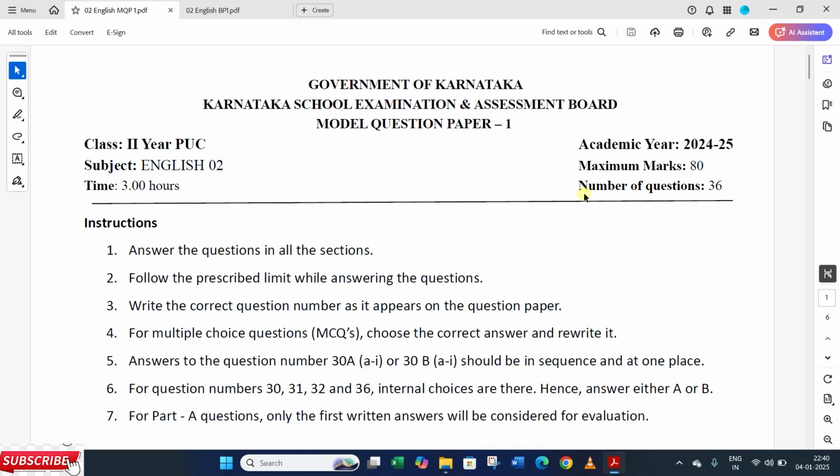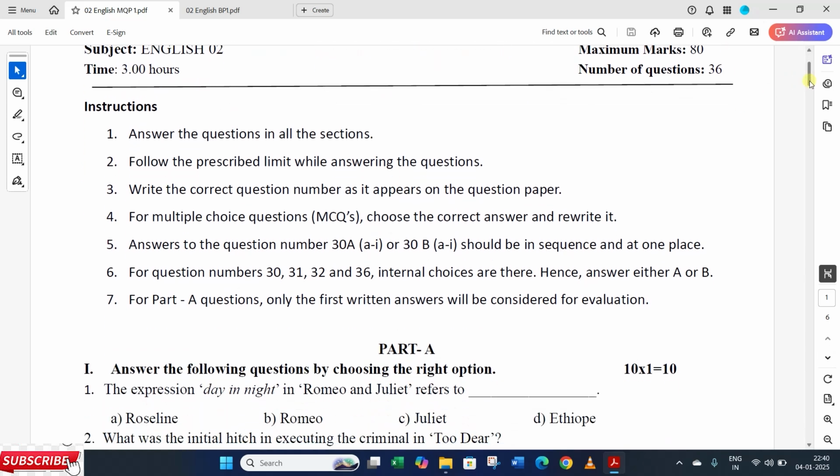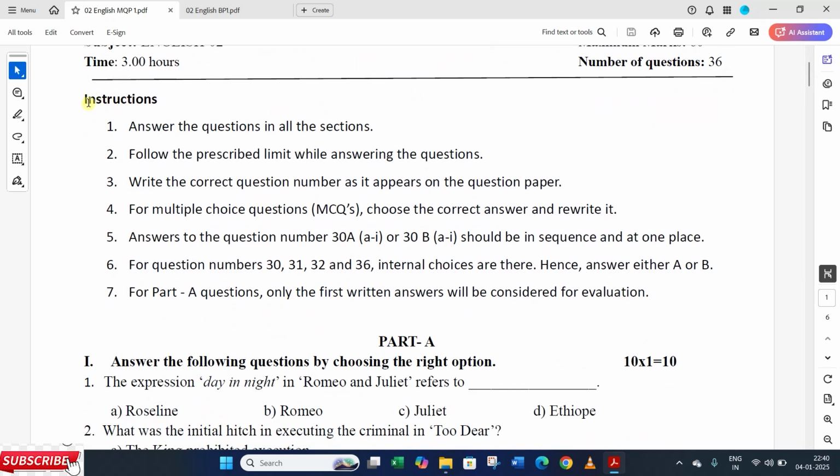Let us understand what instructions they have given at the beginning. Answer the questions from all the sections. You are supposed to answer all the questions from all the sections. You are not supposed to leave a single question. Second instruction, follow the prescribed word limit while writing the answers. Third instruction, write the correct question number as it appears on the question paper. Fourth, for multiple choice questions, MCQs, choose the correct answer option and rewrite it.